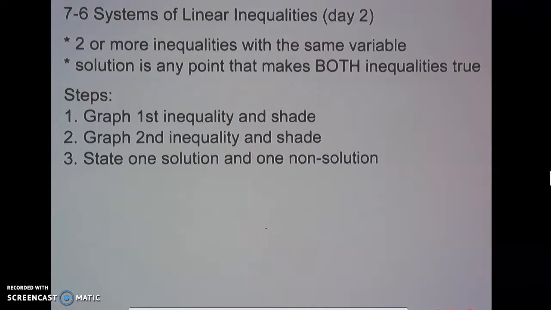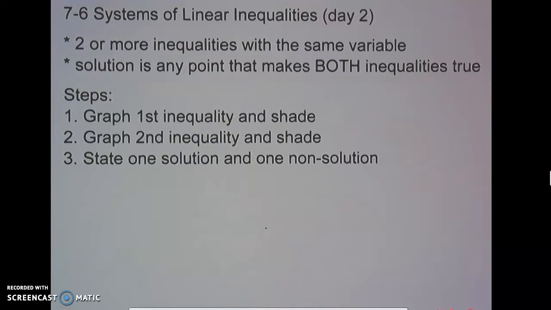Today we're going to be talking about graphing systems of linear inequalities for the second day. For these, just remember, this means that we have two or more inequalities with the same variables, and the solution is any point that makes both of the inequalities true. Our steps are going to be to graph the first inequality and shade, graph the second inequality and shade, and then state one solution and one non-solution.